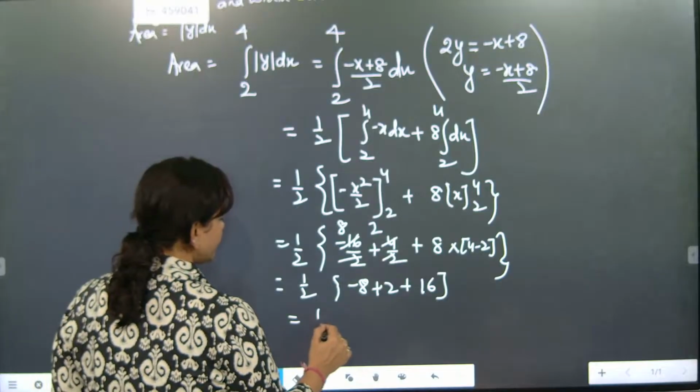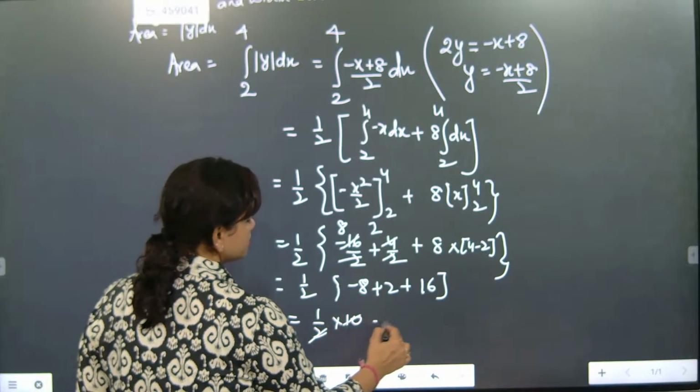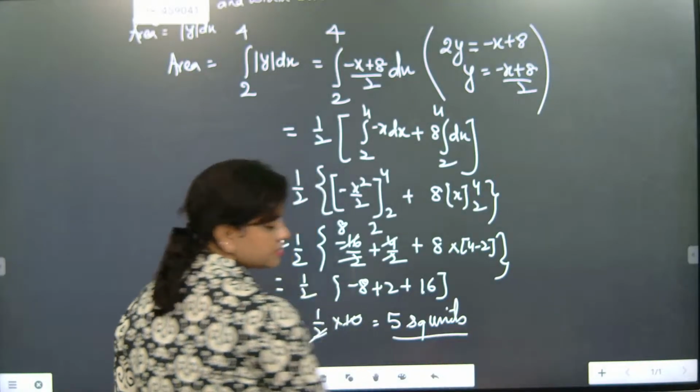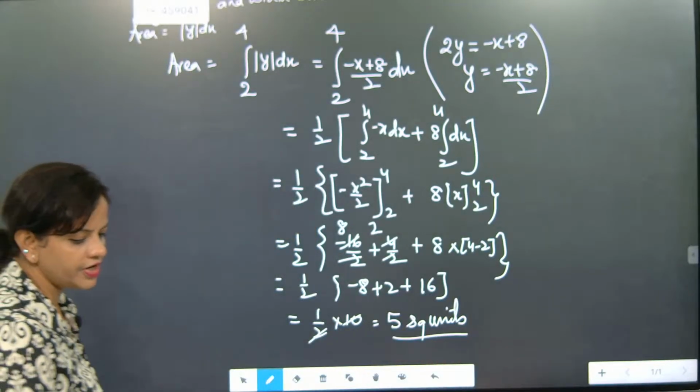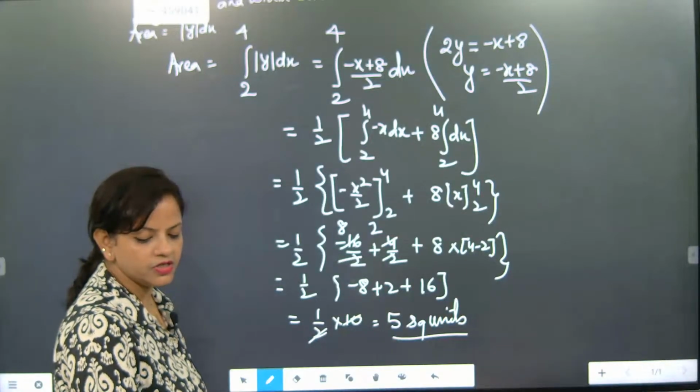So here it is coming as 1 by 2. 18 minus 8 will be coming as 10. So it is coming as 5 square units. So area is coming as 5 square units. And this is the way to proceed. Area is coming as 5 square units. I hope you might have understood.